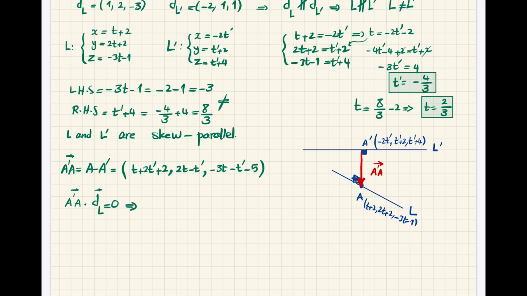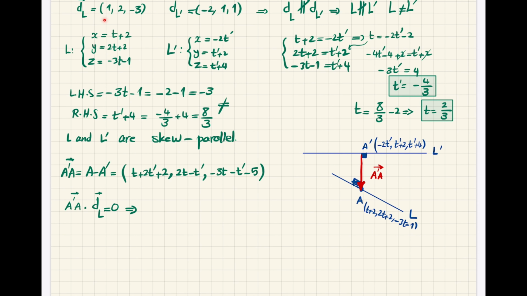And of course you have it here. This is DL and this is A prime A. So it means that I have to multiply the first component by the first component, the second one by the second one, the third one by the third one, and add them and equate this to 0. So let us just do that.